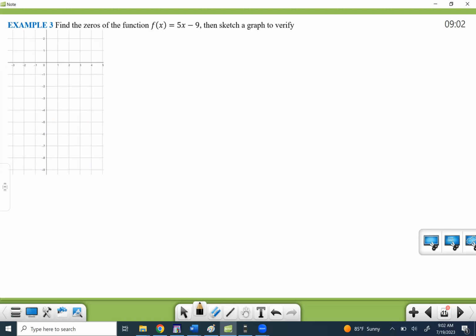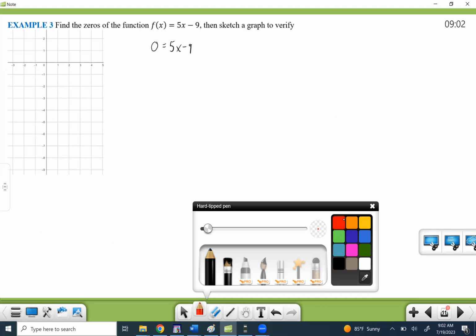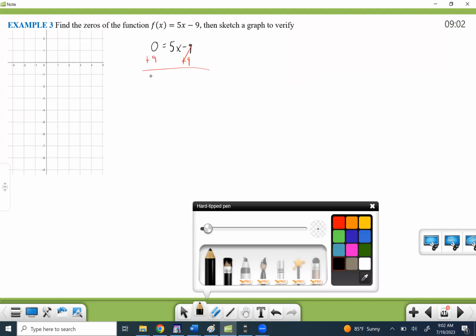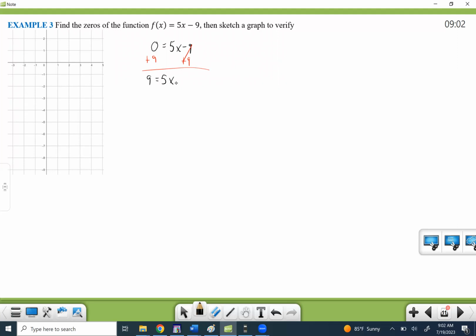Find the zeros of the function, then sketch a graph to verify. All right, so that means we're going to substitute a 0 in for the y. So we just got to solve this. Remember, save the number in front of the variable for last. So that 5 is going to be last. So let's do the plus 9 first, you guys. All right, 0 plus 9 is 9. Okay, we'll divide by 5. So we get x equals 9/5.